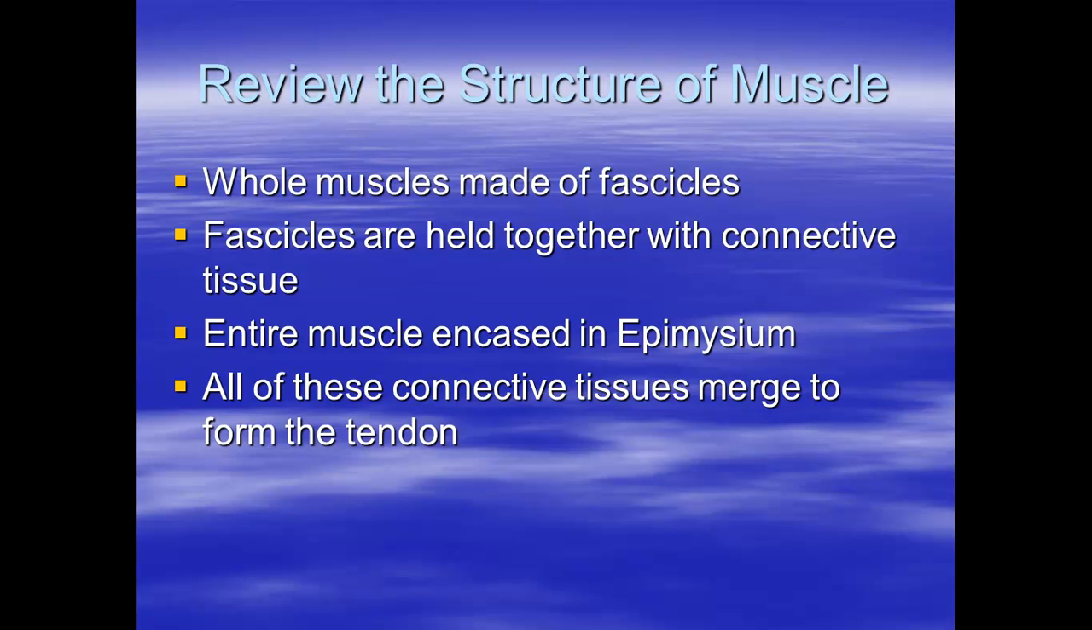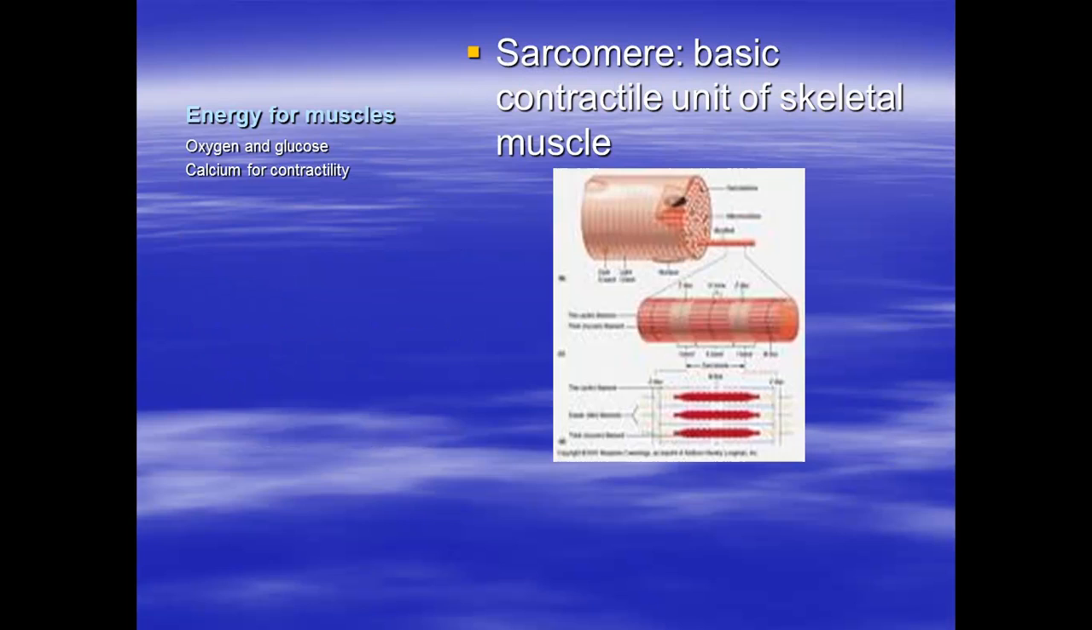Again, whole muscles are made of fascicles. Fascicles are held together with connective tissue, and the entire muscle is encased in epimysium. All of these connective tissues merge to form the tendon. The sarcomere is the basic contractile unit of skeletal muscle.